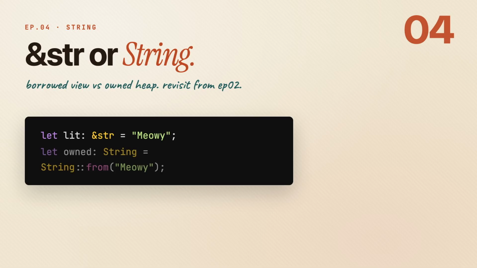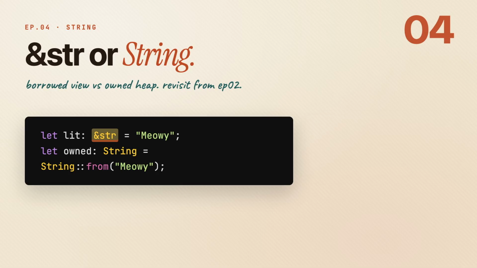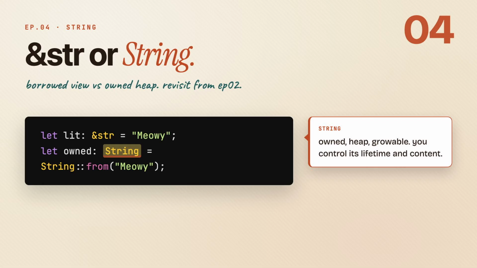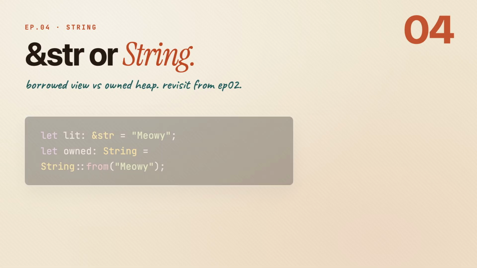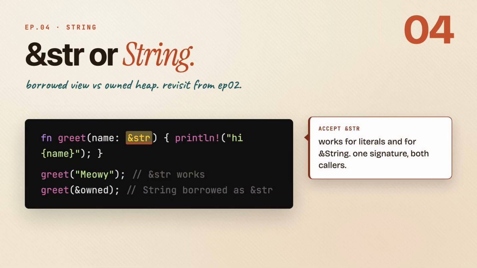Rust has two text types. A string literal is one, and an owned String is the other. The String is owned and lives on the heap. You can grow it or change it. A function argument that takes &str accepts both, because String hands out a &str when you borrow it.